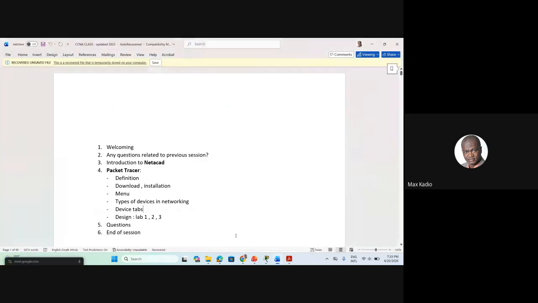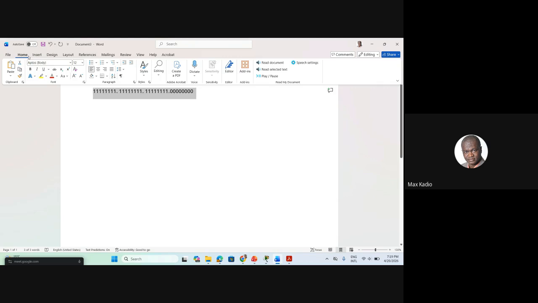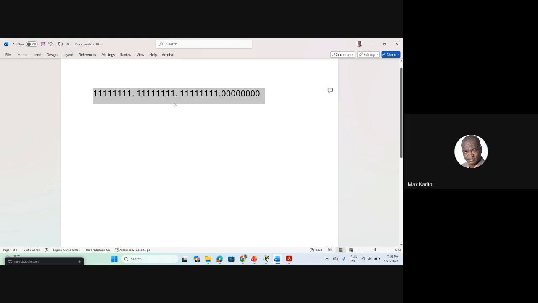One second. 1, 2, 3, 4, 5, 6, 7, 8. So you see here, normally 8 plus 8 plus 8, 24. So this is with the default subnet mask. That's why we say 24.